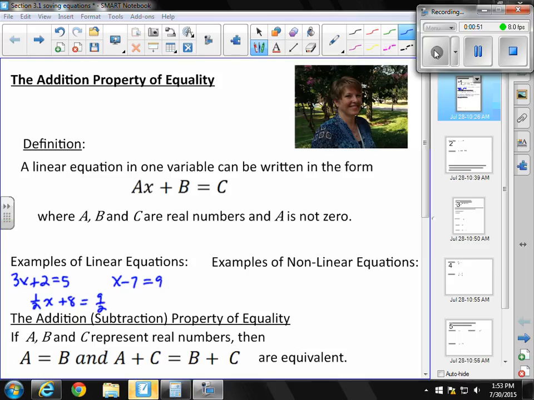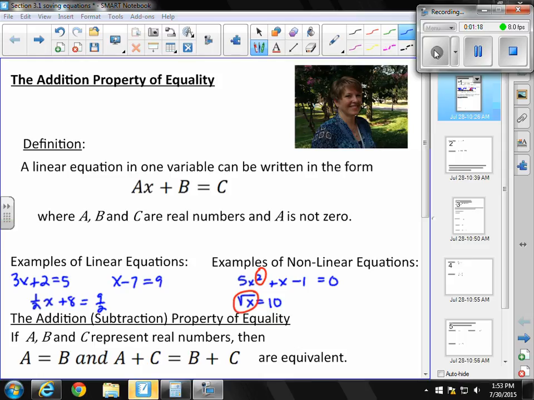Some examples of nonlinear equations would be things like 5x squared plus x minus 1 equals 0. The part that makes this nonlinear is the exponent on our variable. The square root of x equals 10 is also a nonlinear example. The x is under a radical. That makes it not a linear equation.